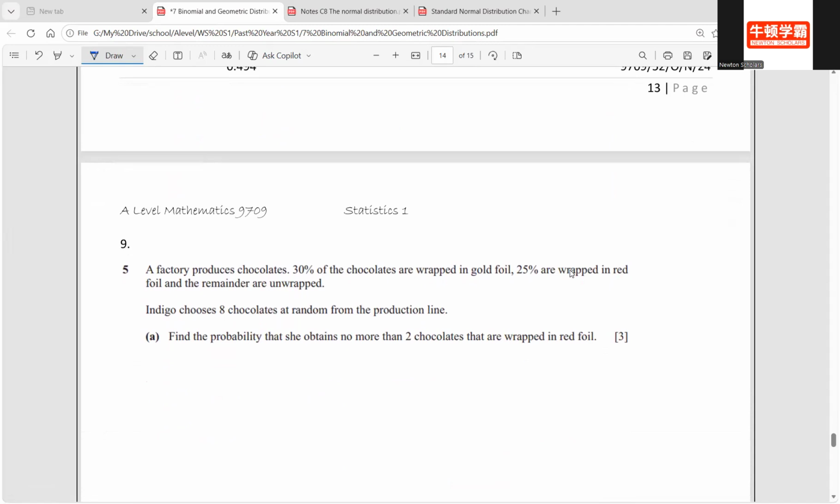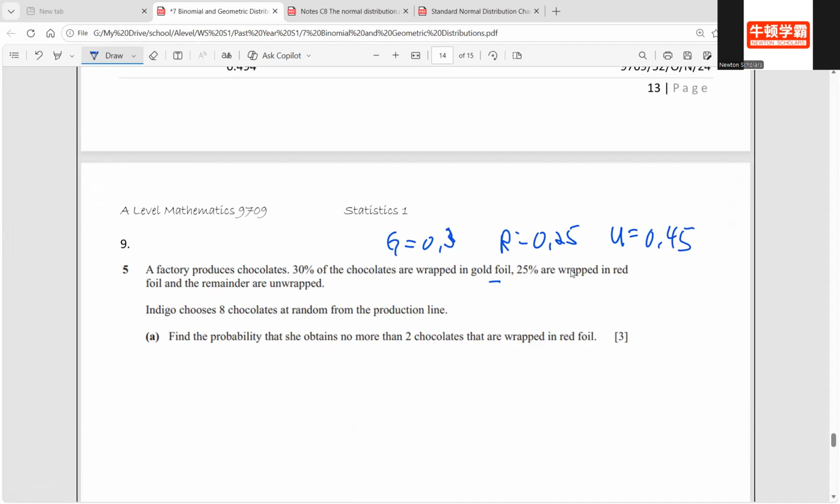Okay, we go for the last question. Last question, 30%. We write it down. So gold G is 0.3, red is 0.25. For unwrapped U, you minus it. You use 1 minus 0.3 minus 0.25, and you will get 0.45.